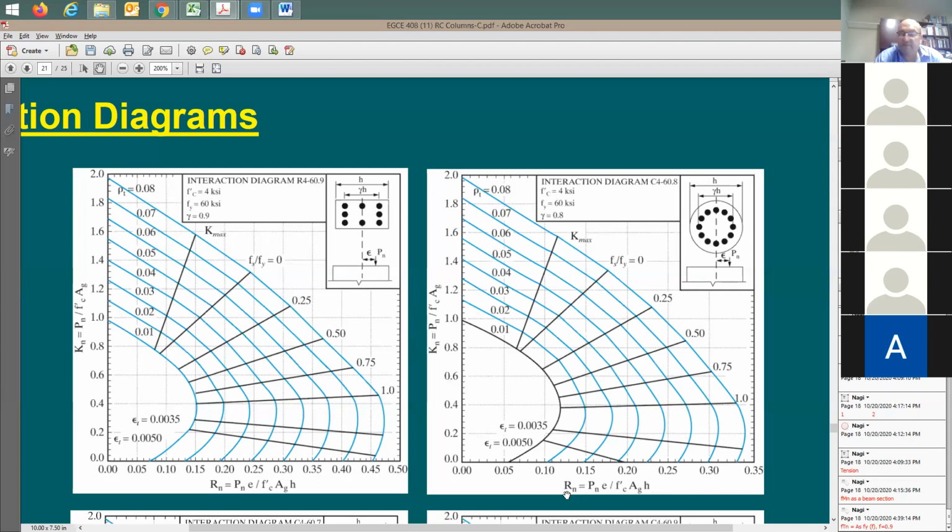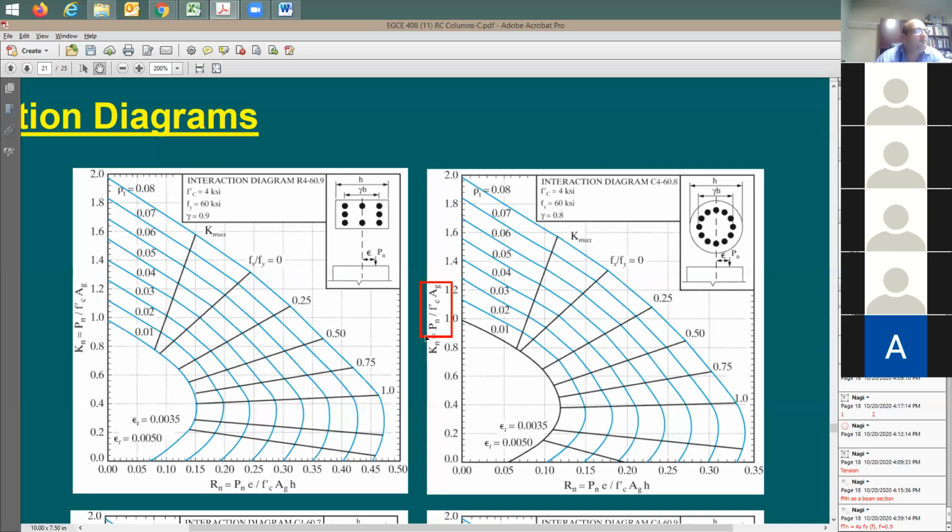Could you explain that again? I didn't understand Kn. So Kn, normalized axial load. Kn represents the axial load because it is equal to Pn divided by F prime c times Ag. We call this normalized axial load. Let's see an example. An example would make it easy for you.